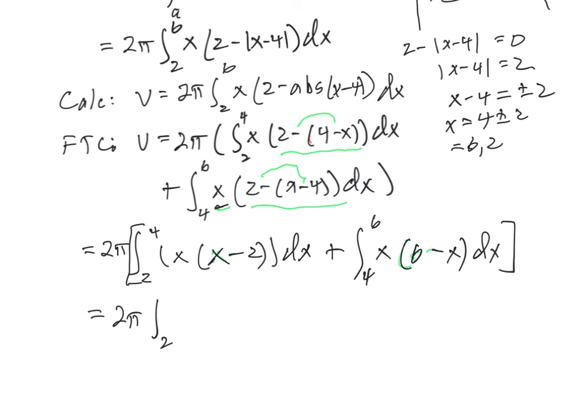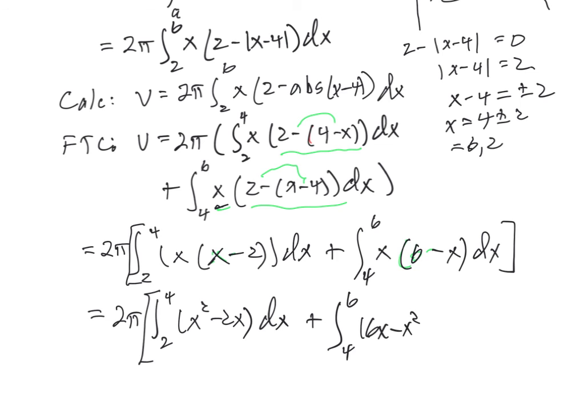Of course, this is not the actual problem. 2 pi times the whole thing. And then we'll go 2 to 4, and our function now is x squared minus 2x. Plus the integral from 4 to 6, 6x minus x squared. And now you're ready to go. Evaluate it.